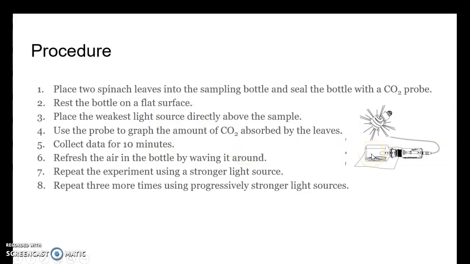After each trial, we will refresh the air by waving the bottle around, so open it up and wave the bottle around. We'll repeat the experiment with a stronger light source, leaving the spinach leaves the same. And we'll repeat this 3 more times using progressively stronger light sources.